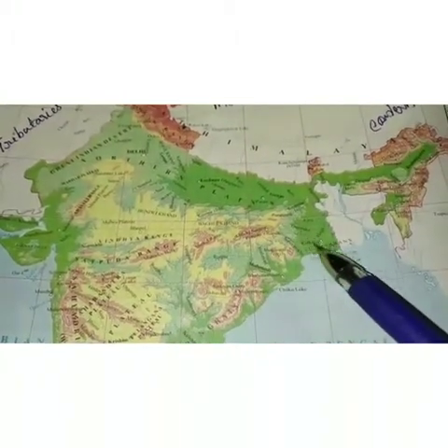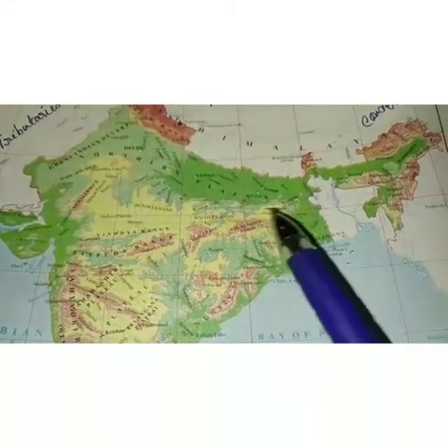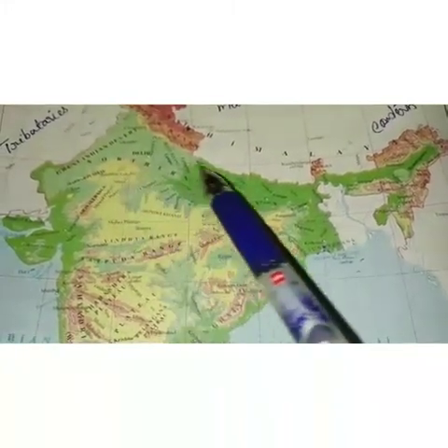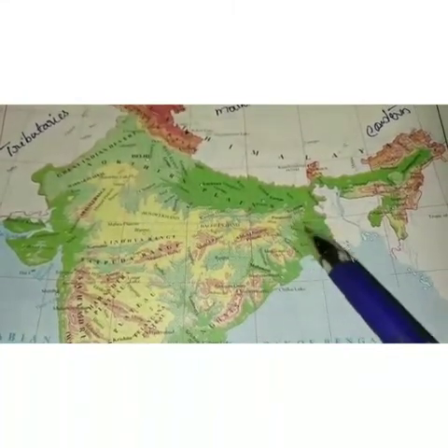You can see the rivers emptying the water into the Bay of Bengal and thus forming a delta region at the mouth. The Ganga river system goes into the Bay of Bengal.